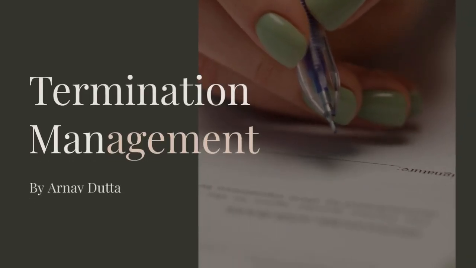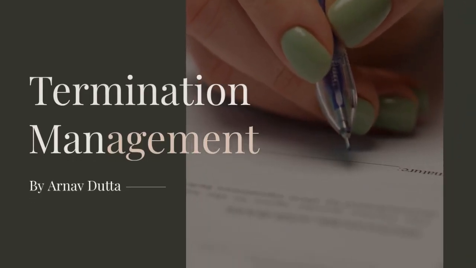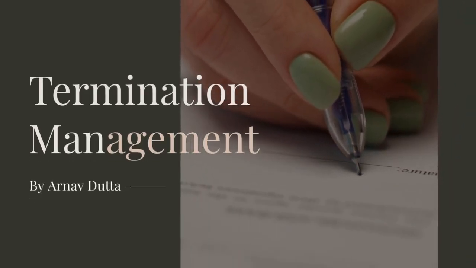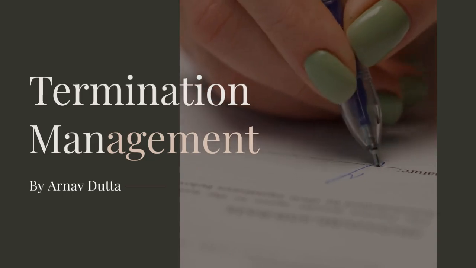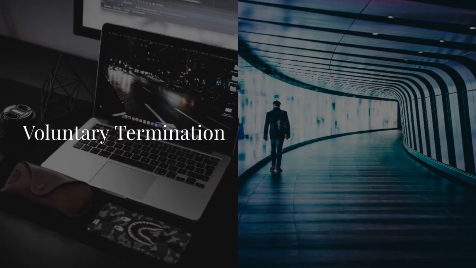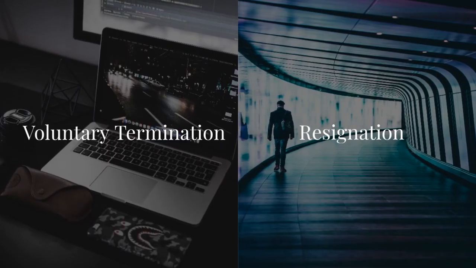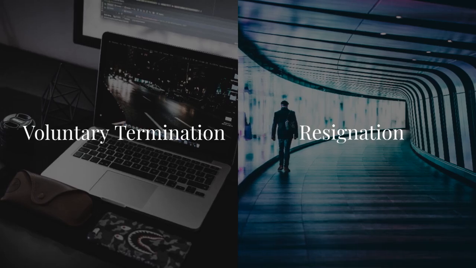Termination management, also known as employee termination or offboarding, refers to the process of ending an employee's employment with your company. It encompasses various steps to ensure a smooth and legal conclusion to the employment relationship, protecting both the employer and the employee. There are two main types of termination, which include voluntary termination, also known as resignation.